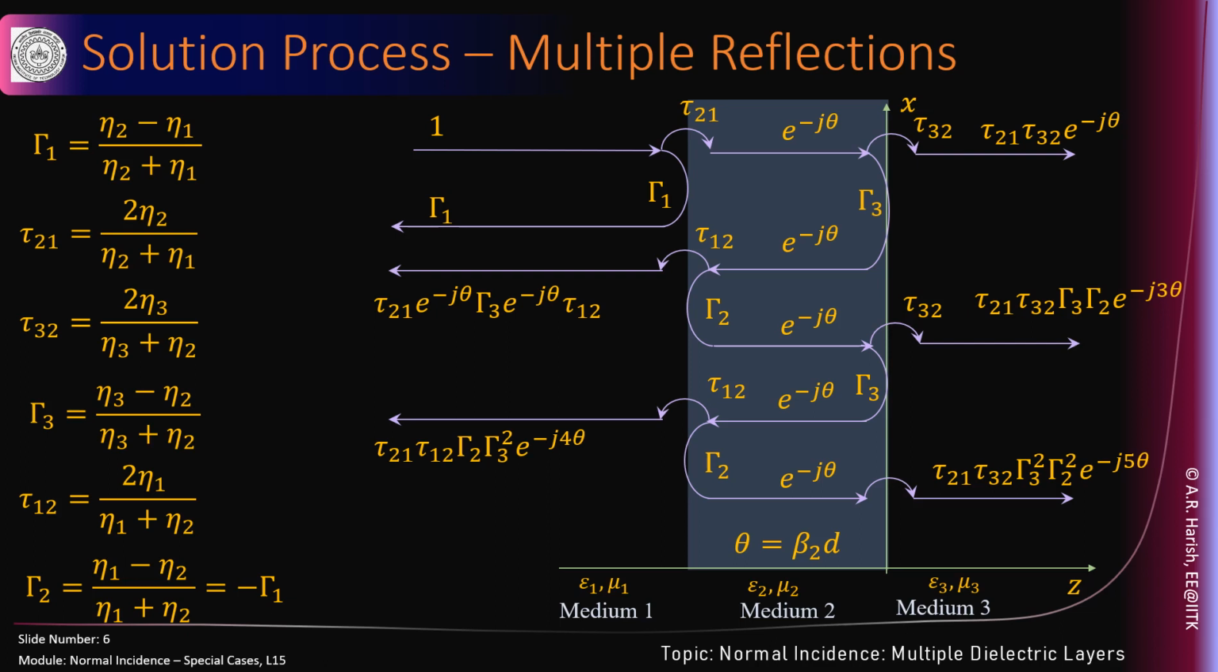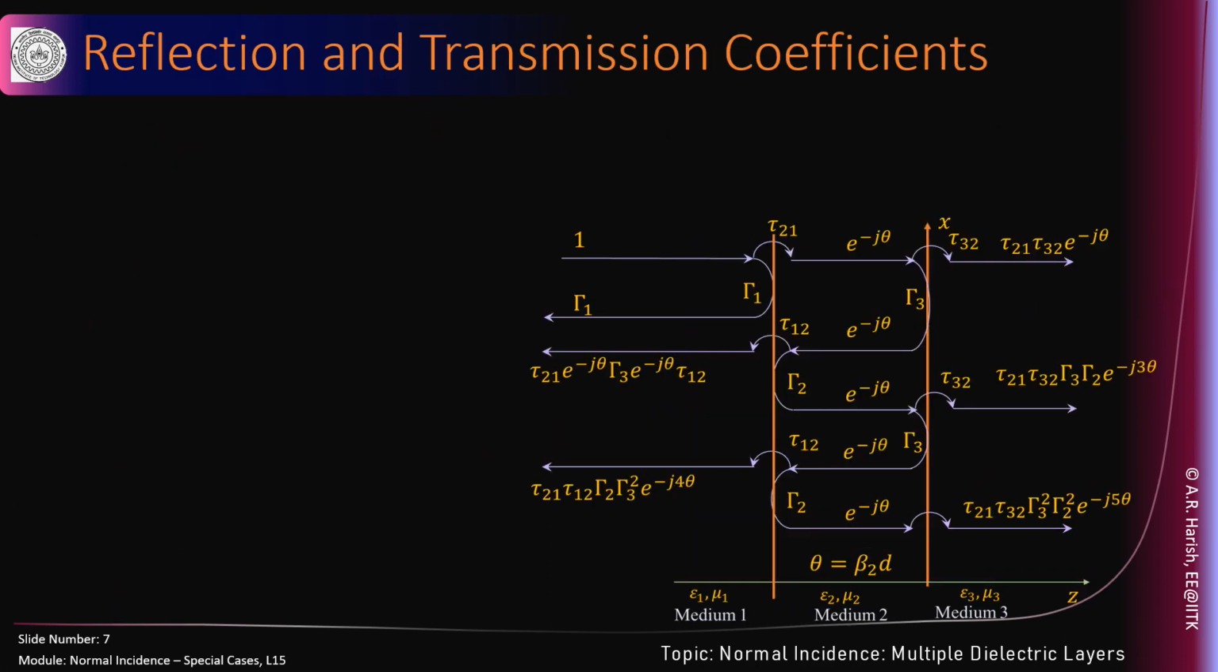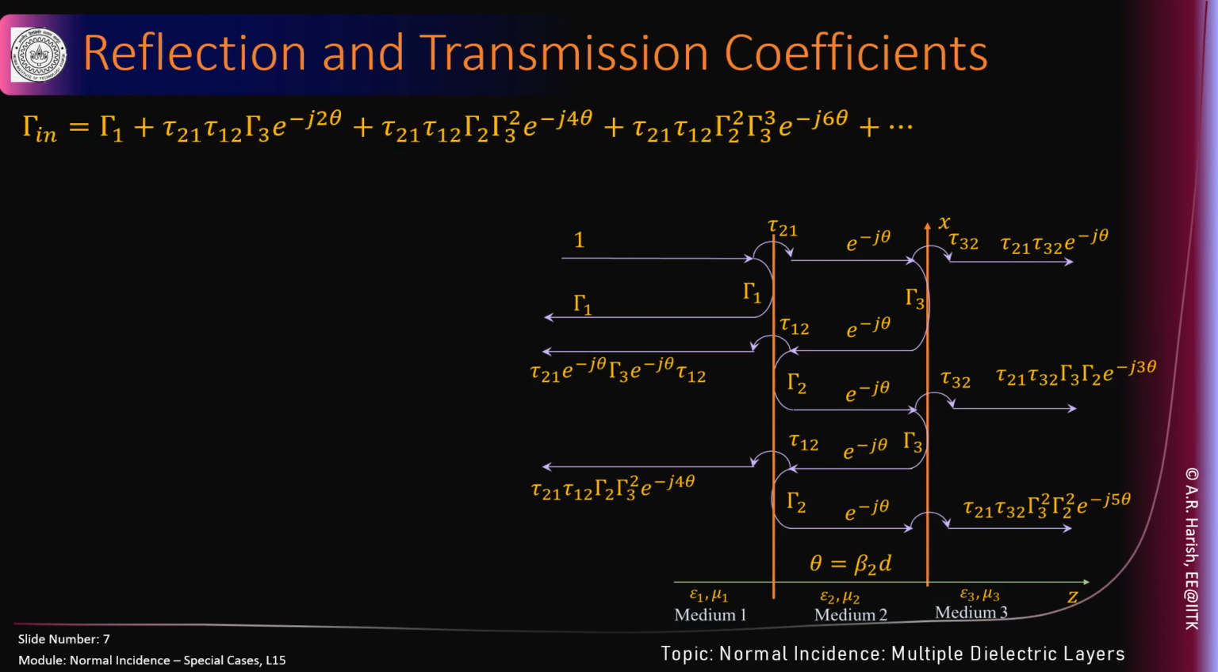So all we have to do is add up all these factors on the left to find out what is the total gamma in, add up all the terms on the right, and you find out what is the value of tau. Do that now. So I have put the same picture, a little compressed, here. So gamma in is gamma 1 plus the second quantity there, tau 21, tau 12, gamma 3 e to the power of minus j2 theta, plus the third term, tau 21, tau 12, gamma 2, gamma 3 square e to the power of minus j4 theta.